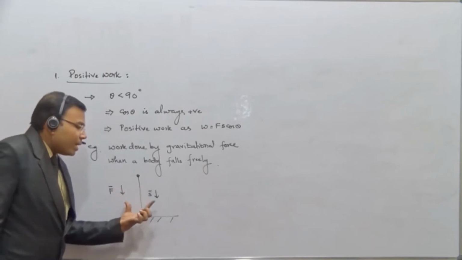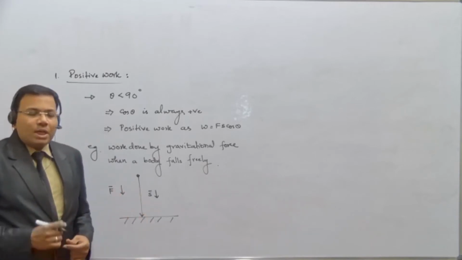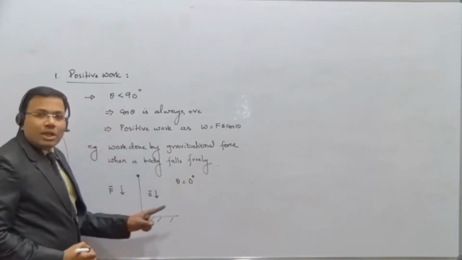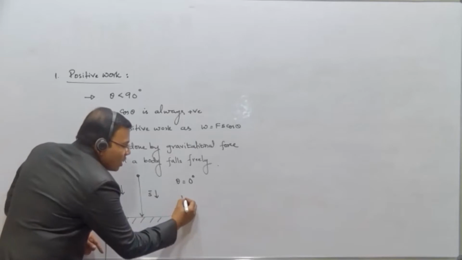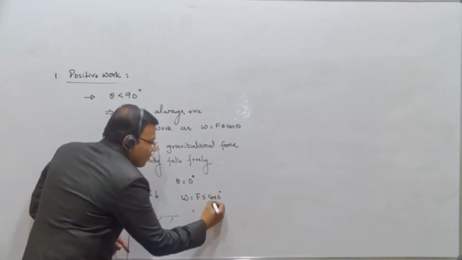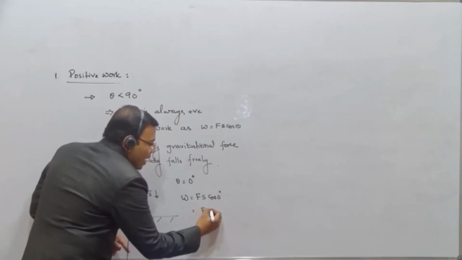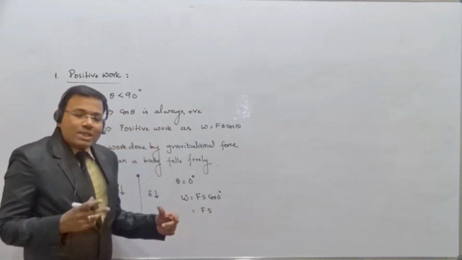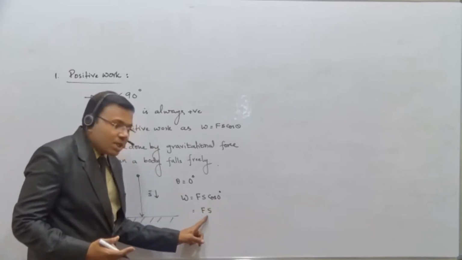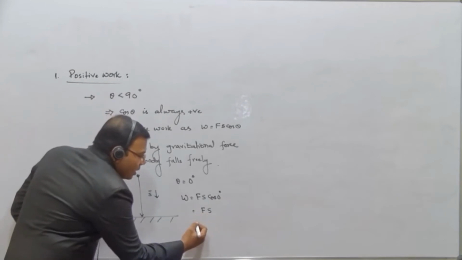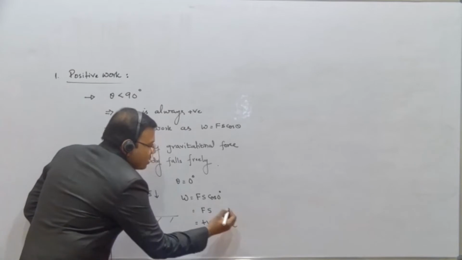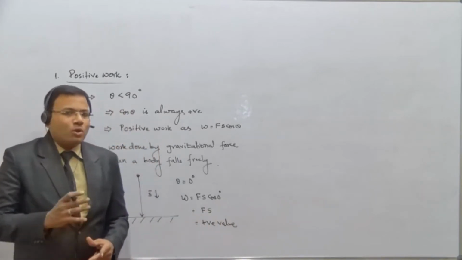When they have the same direction, what is the value of theta? In this situation, theta is 0 degrees. So what is the formula for work? Work is equal to Fs cos 0 degree. Cos 0 is 1, and we are getting Fs. And you can see clearly that it is a positive value I am getting. That means the work done is positive. I hope the concept is clear.